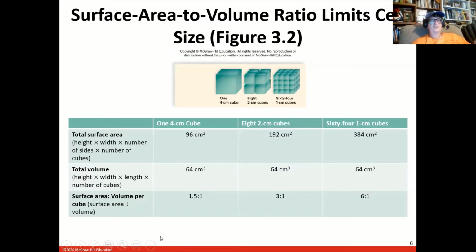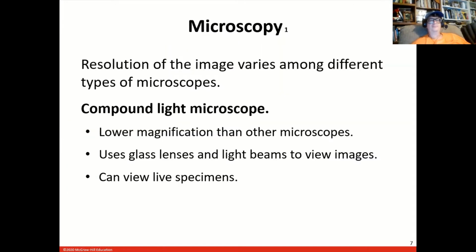So when you look at the ratio, surface area to volume, for your one big cube, it's 1.5 to 1. That's not real good. You break it into a bunch of tiny little cubes, you have a 6 to 1 ratio. Way better. Much easier to exchange nutrients, exchange gases. All right, let's move on.